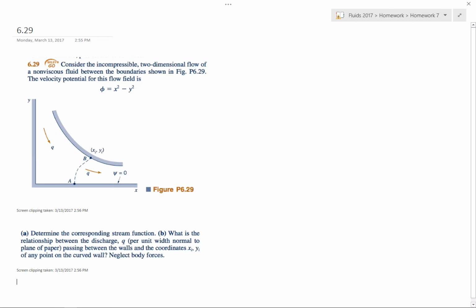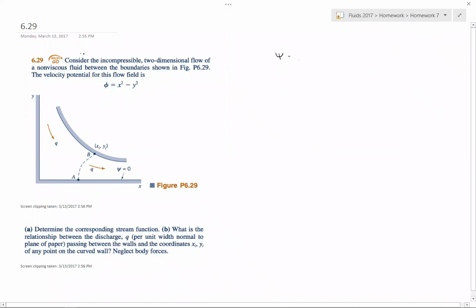Okay, so we have incompressible two-dimensional flow, non-viscous fluid, and we have a velocity potential. And what we need is to determine the corresponding stream function. So basically, we want to know what this is, and we want to know what this is between the walls and the coordinates. So notice when they're saying, well, we'll get to that when we talk about Q.